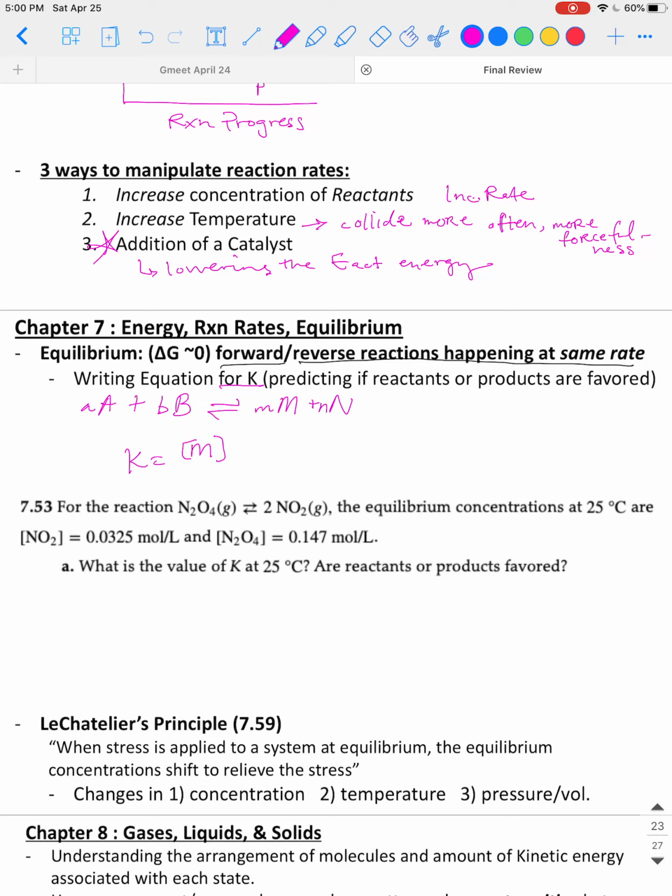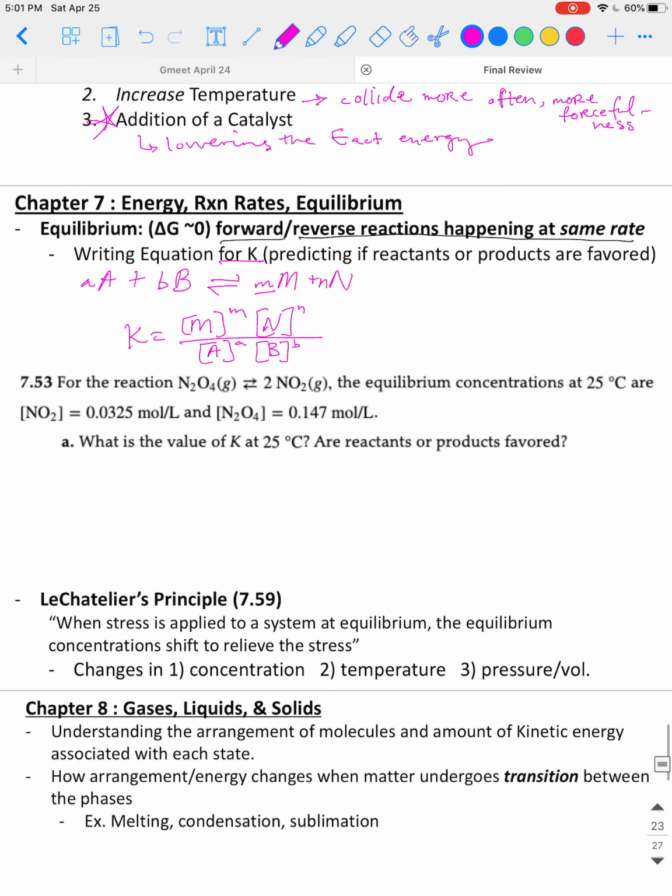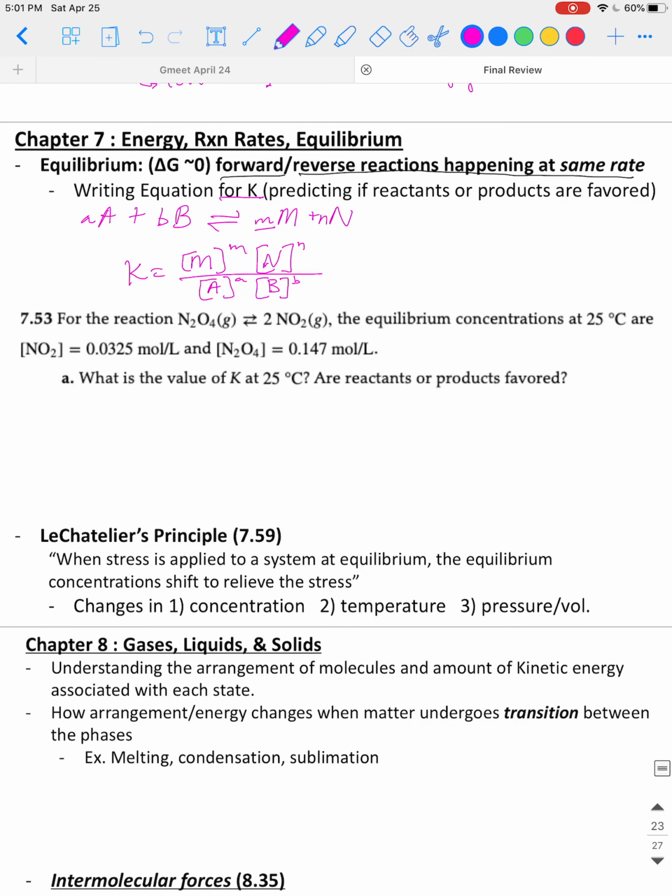And if we have these reactants and these products and we want to write a value for K, K is the concentration of products raised to the power of their coefficient. So you'd have N, and then you would have raised to the power of its coefficient. Okay, and that's divided by the concentration of reactants, all raised to the power of their coefficient. Now, if your coefficient is a 1, you don't have to write that in, but if it's a 2 or a 3 or a 4, you definitely need to write that in.